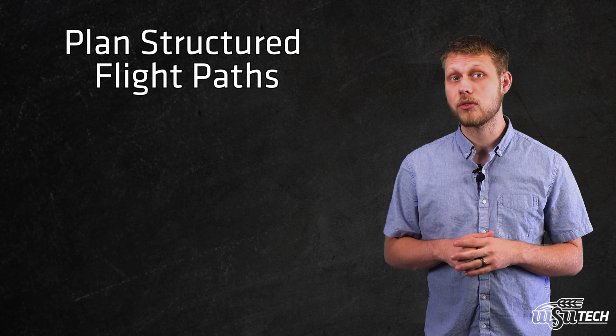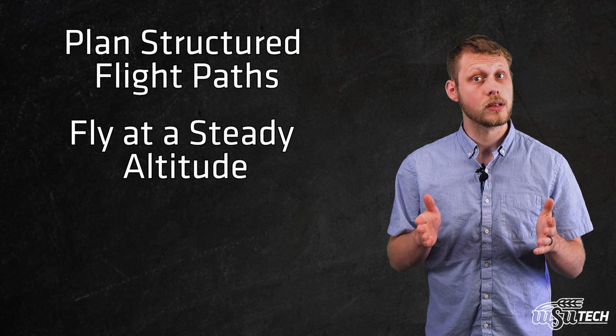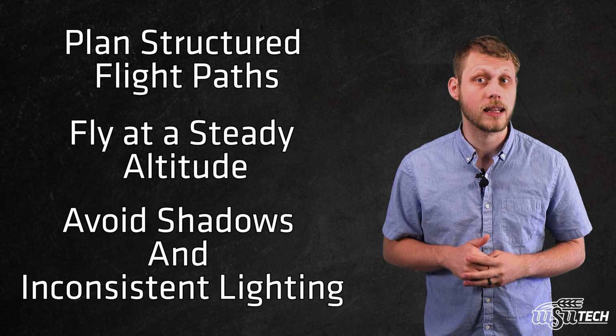To get good results with photogrammetry, follow these best practices. Plan structured flight paths with high overlap. Fly at a steady altitude with fixed camera angles. Avoid shadows and inconsistent lighting. It is often considered better to capture data in full sun or full overcast due to the consistency of lighting. Partially cloudy days can have wide variations in lighting, even in a single flight.